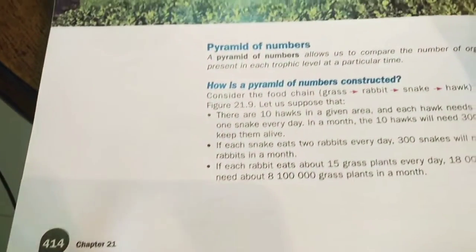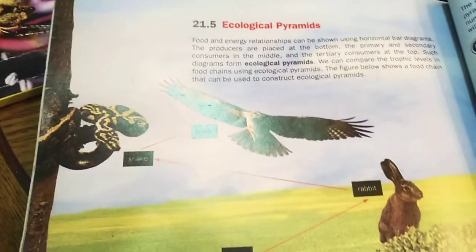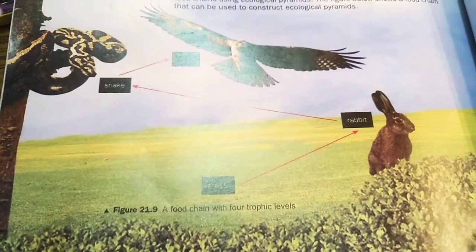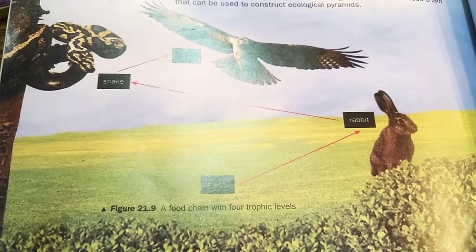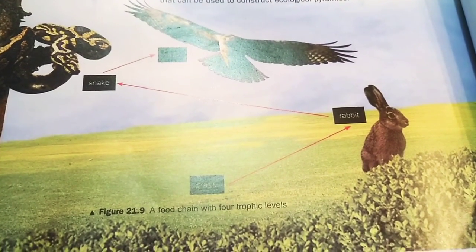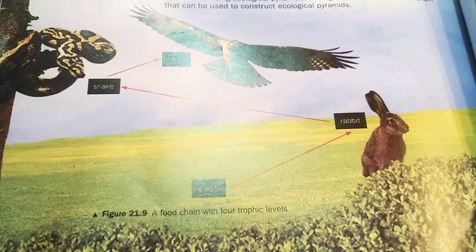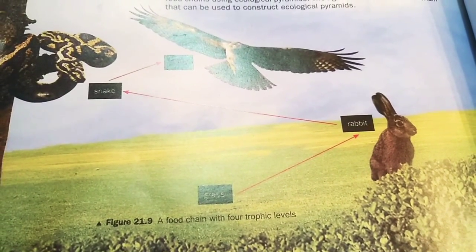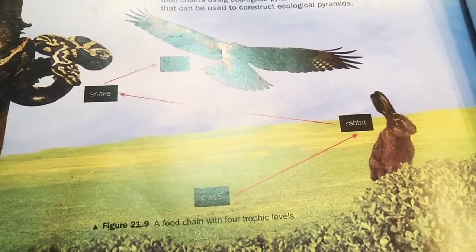Okay, this is book page number 414. Our today's topic is ecological pyramids. Have a look at this food chain. This food chain is showing us a big area of grass. Grass is at the first trophic level. Grass is being eaten by the rabbit. Rabbit is at the second trophic level. Many rabbits, you can say.